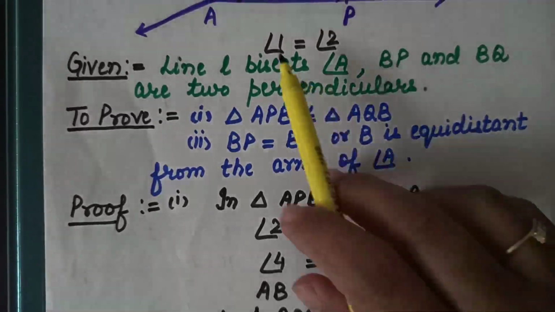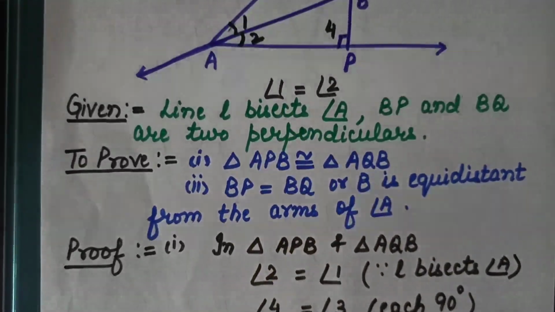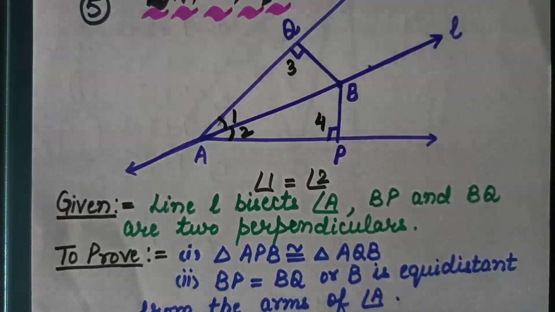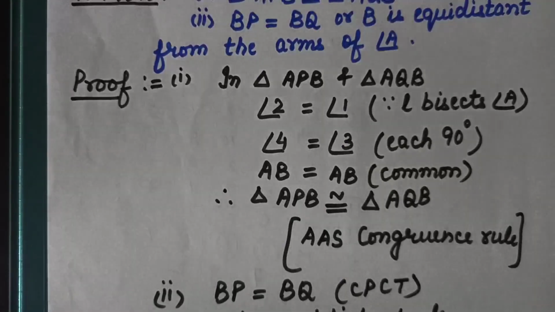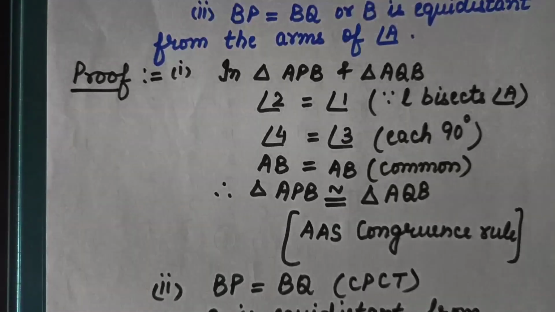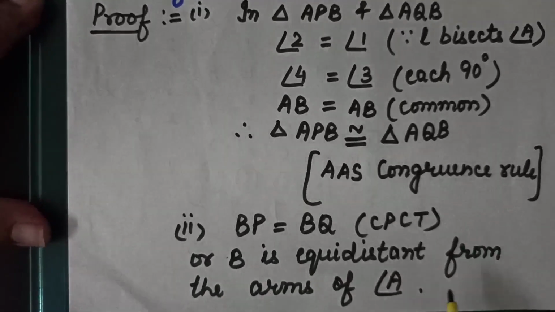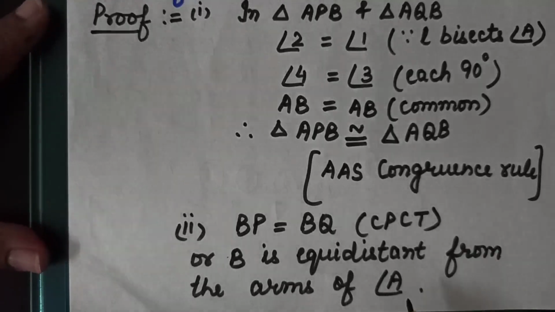Now in the second part, we need to prove BP and BQ are equal. Now if I look at the figure, BP and BQ are the sides of the congruent triangles. So by CPCT, we can write down these two are equal. So BP is equal to BQ by CPCT, corresponding parts of congruent triangles, or in other words we can say that the point B is equidistant from the arms of angle A.